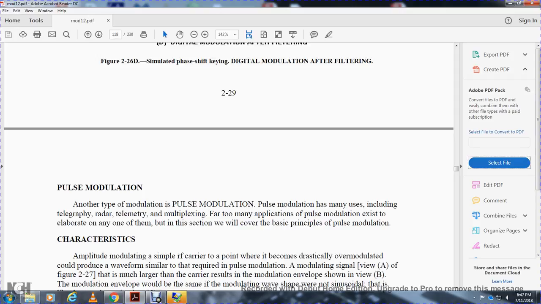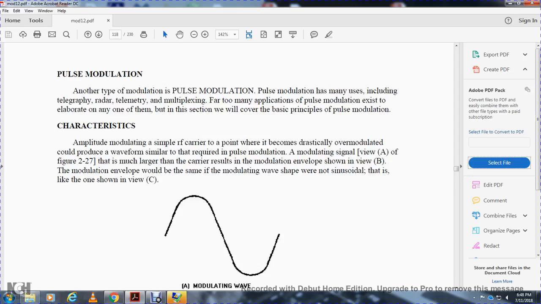Another type of modulation is pulse modulation. Pulse modulation has many applications, including telegraphy, radar, telemetry, and multiplexing. Because there are too many applications to elaborate on any one of these, we will cover the basic principles and characteristics of pulse modulation.